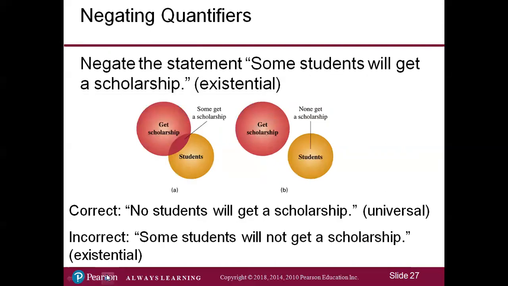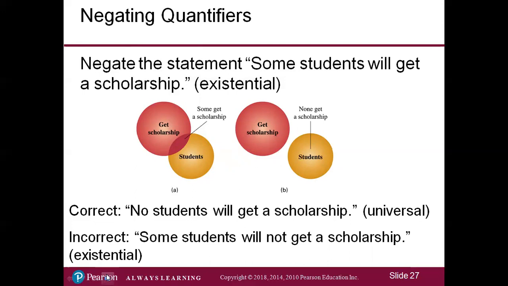Negate the statement. This one, existential. Some students will get a scholarship. So in our first Euler diagram, we see that the individuals getting scholarships and the individuals that are students overlap, and that some get a scholarship. Now, when we negate this idea, we see now that no student gets a scholarship. The correct way of saying this is no students will get a scholarship. So going from the existential to the universal.